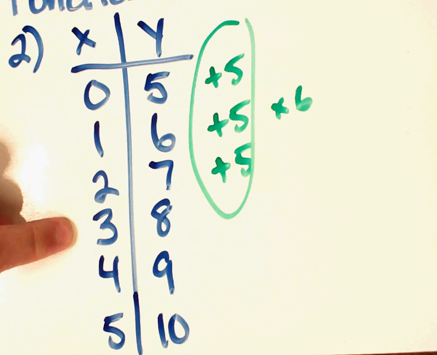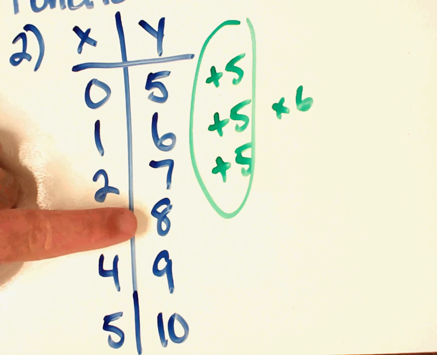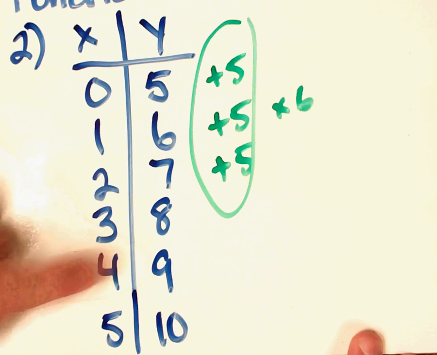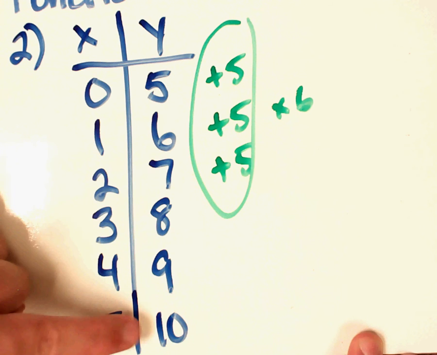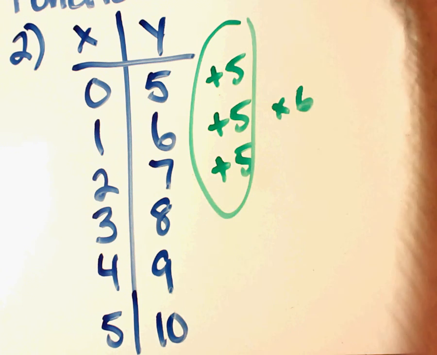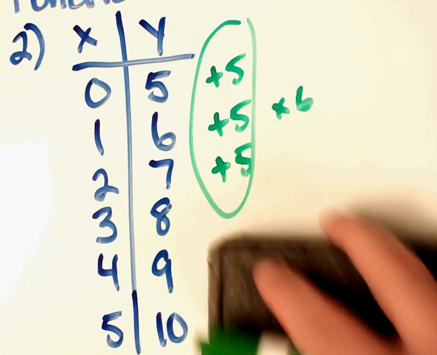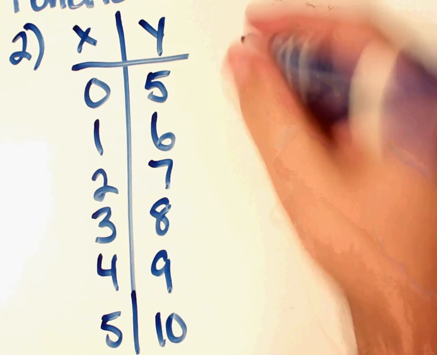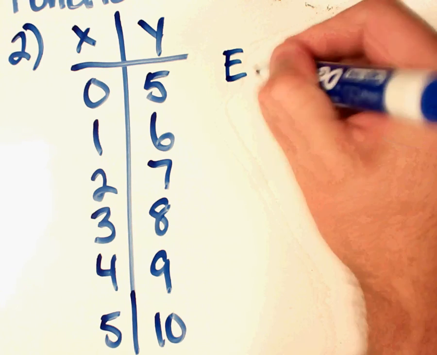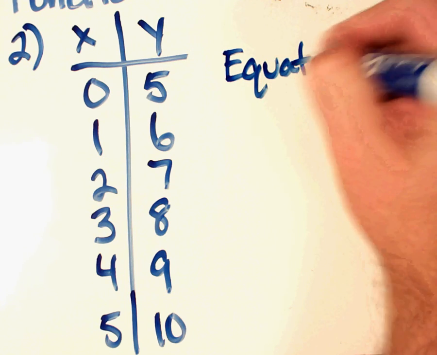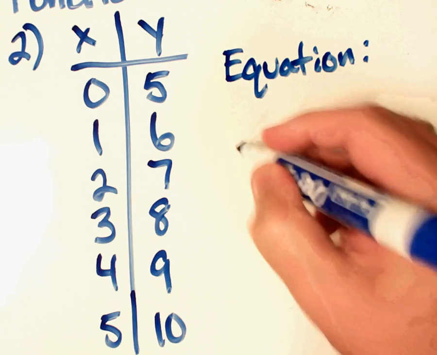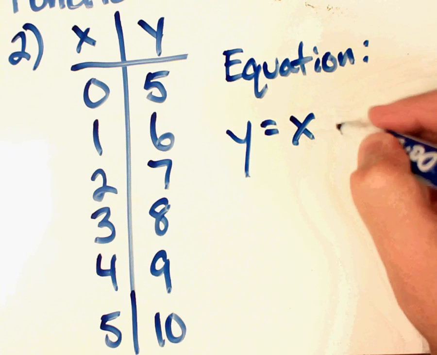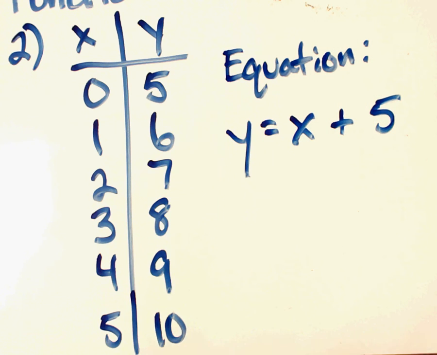3 plus 5 does give me 8. 4 plus 5 does give me 9. 5 plus 5 does give me 10. So clearly what's happening here is I am adding 5 each time to my x. And so the way I'm going to write that as an equation is very simply y equals x plus 5.